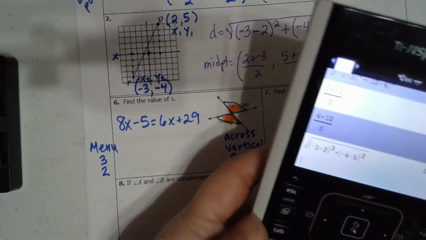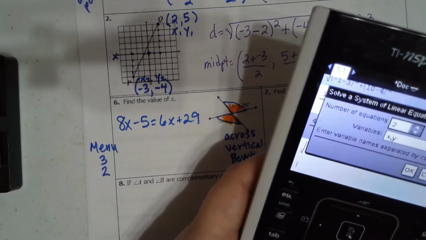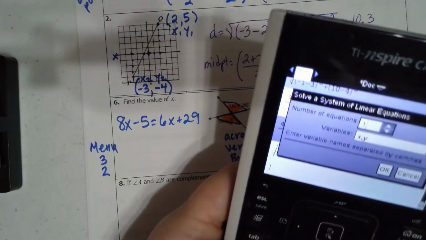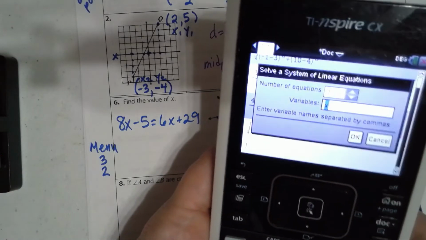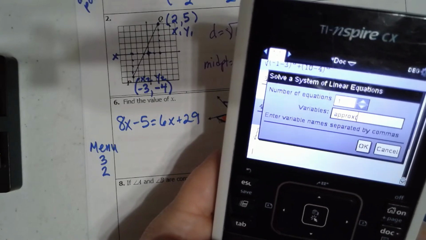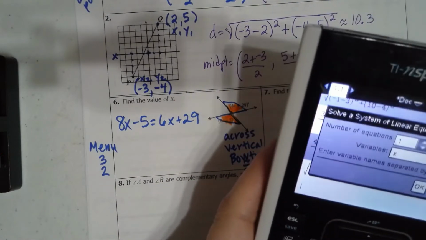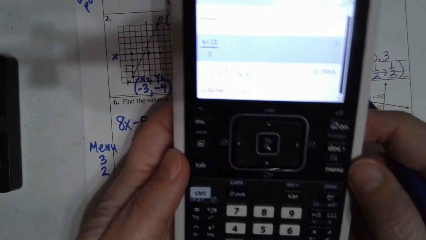Okay, let's try that again. Menu 3-2, not 21, that would be crazy. Alright. Oh my gosh, what in the world? Okay, alright, well, linear solve, there we go.